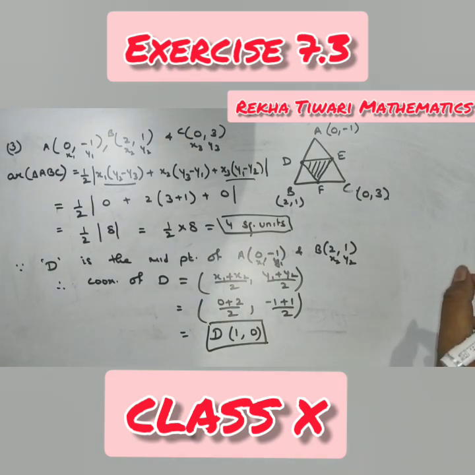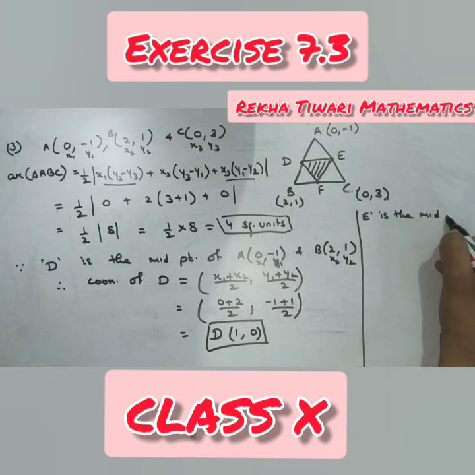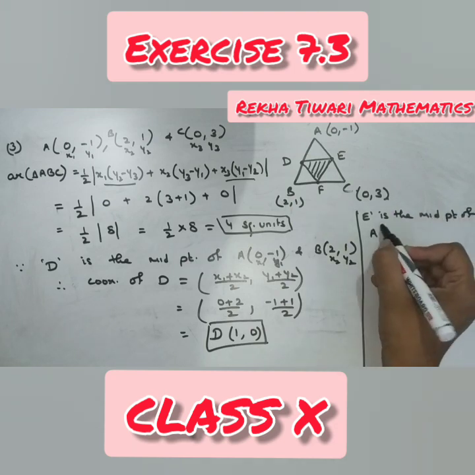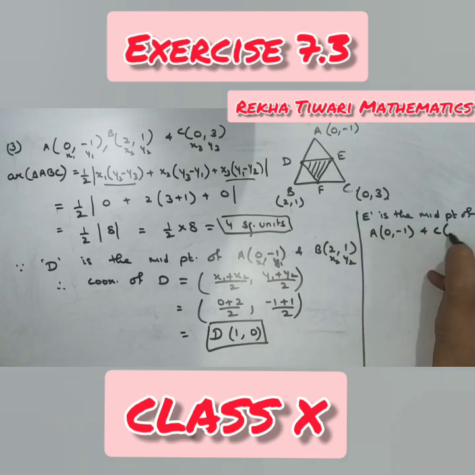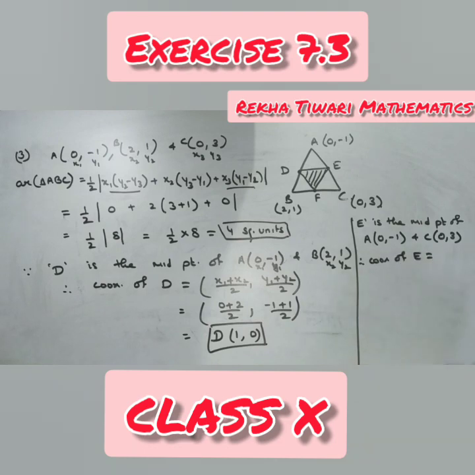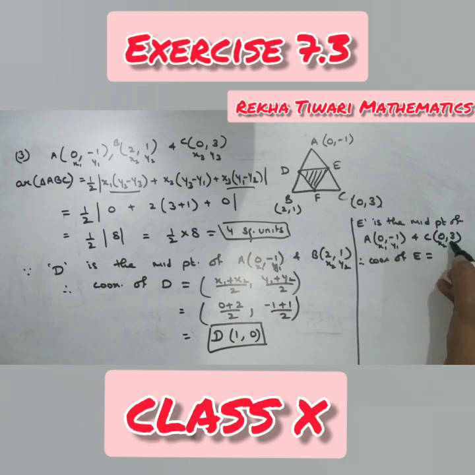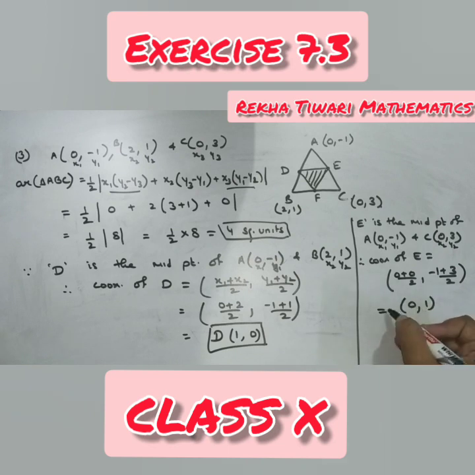Similarly, find the coordinates of E and F. So E is the midpoint of A(0, -1) and C(0, 3). Therefore, the coordinates of E is equal to, again the same formula, (x1 + x2)/2, (y1 + y2)/2. This is x1 y1, x2 y2. So it becomes (0 + 0)/2, (-1 + 3)/2, which comes out to be 0 and 2 by 2, that is 1. So this is E.